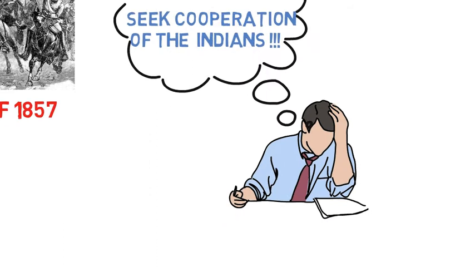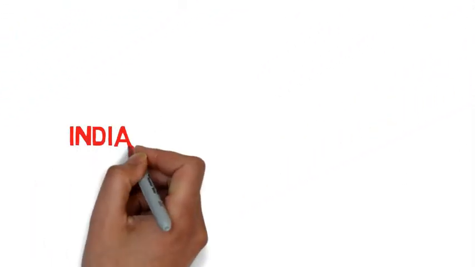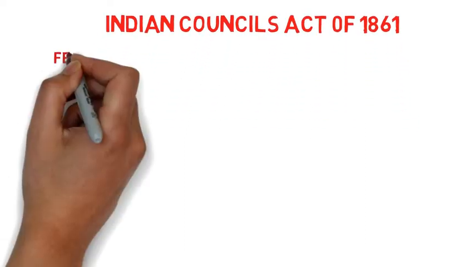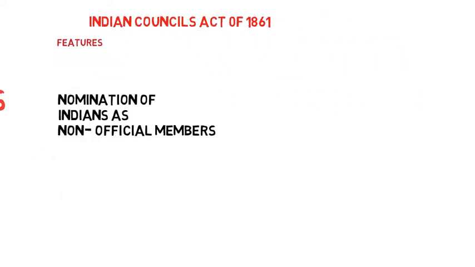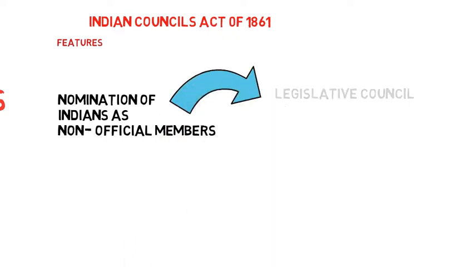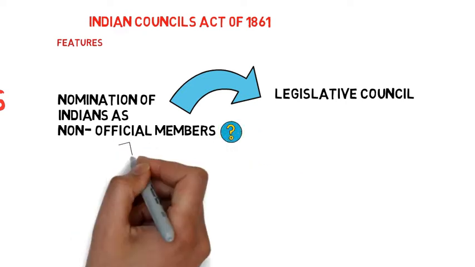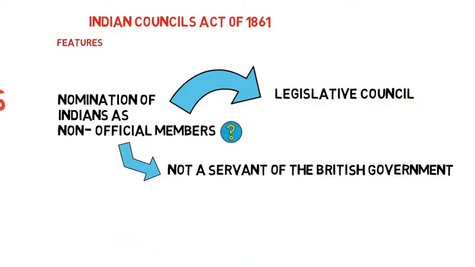The first such landmark change was seen in the Indian Councils Act of 1861. Let's look at its features. The Act provided that some Indians should be nominated to the Legislative Council as non-official members. What did non-official mean? It meant a member who is not a servant of the British government.